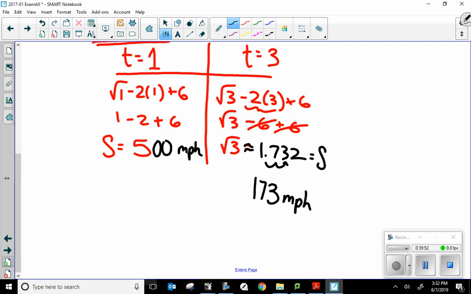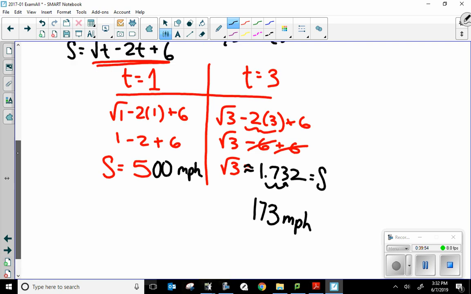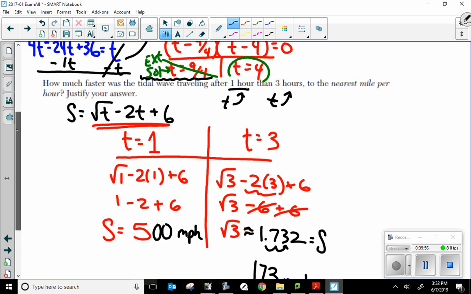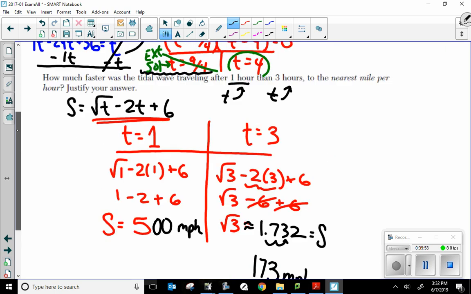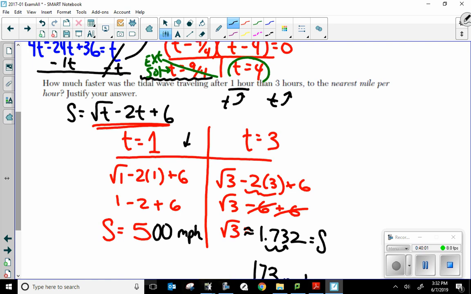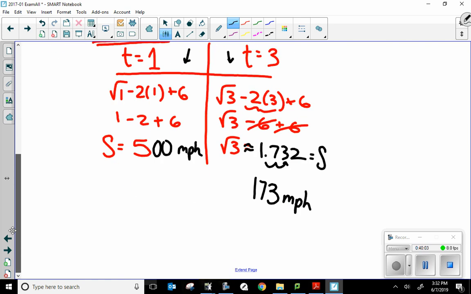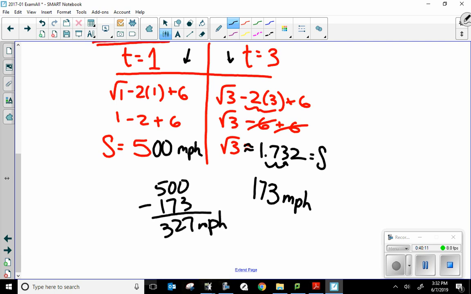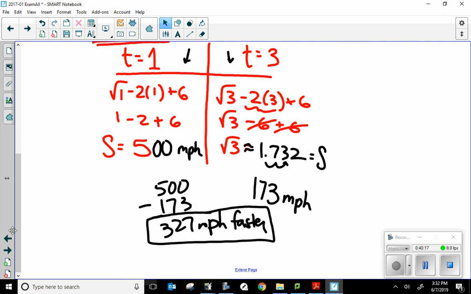So they want to know the difference. How much faster was the tidal wave traveling after 1 hour than it was after 3 hours? But just subtract the two. 500 minus 173. Oh, my God. 327 miles per hour faster. Oh, my goodness. For a 6-point question, that was easy.